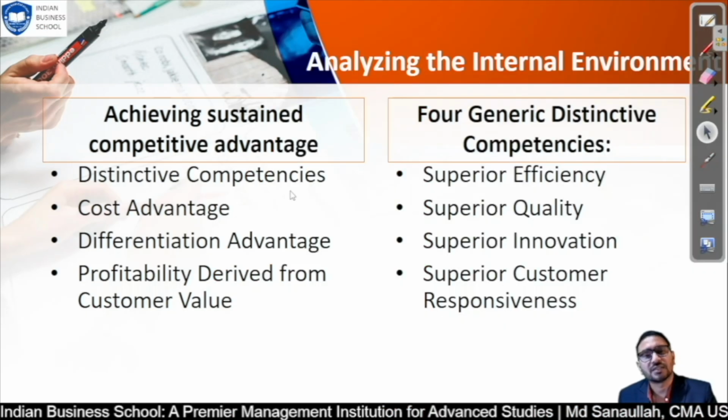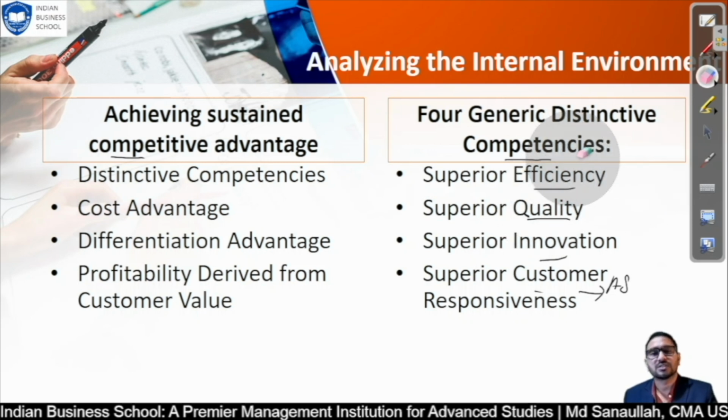So let's discuss the internal environment. The internal environment we have divided into 2 parts. First we will discuss competitive advantage. We will discuss generic distinctive competency, in which we have 4 A's: efficiency, superior quality, superior innovation, and superior customer responsiveness. Customer responsiveness is just the same as after-sale support service, which we have discussed a little bit. Okay, so let's jump to the session and discuss one by one.